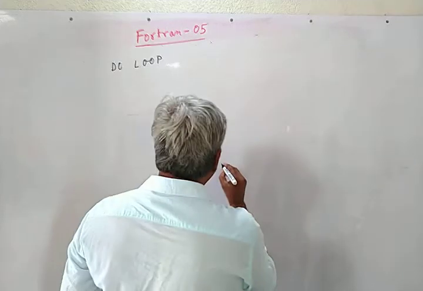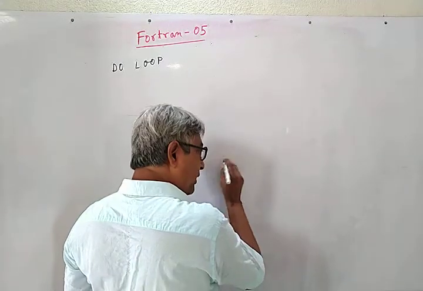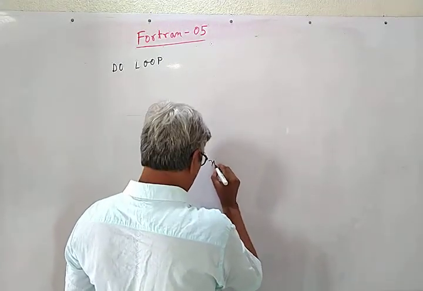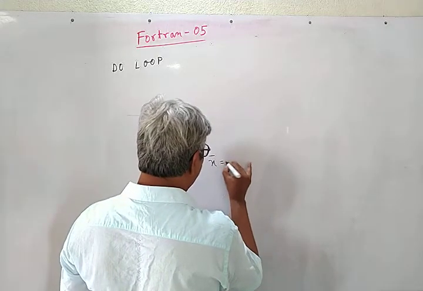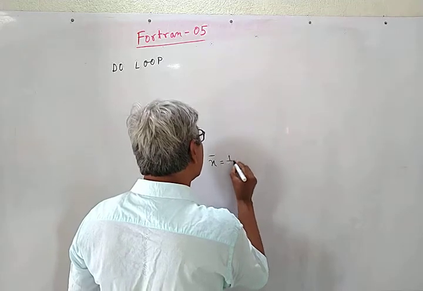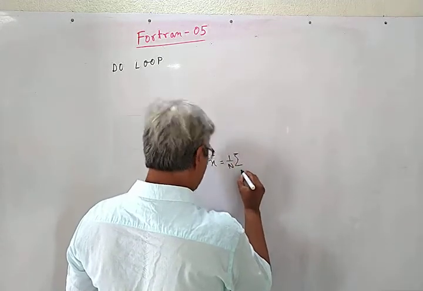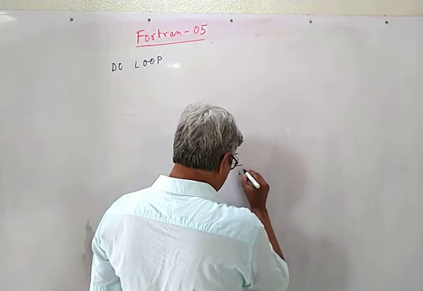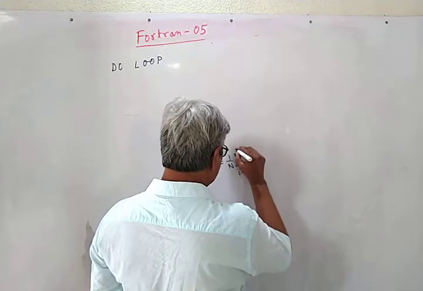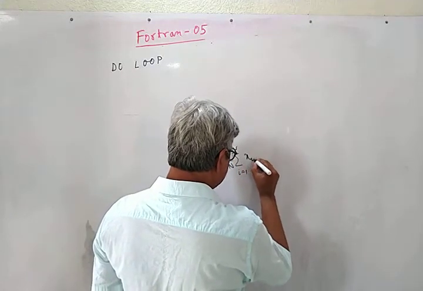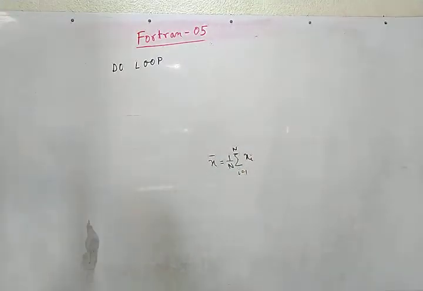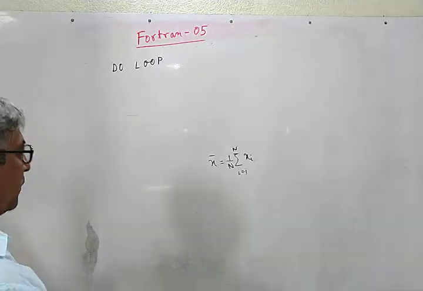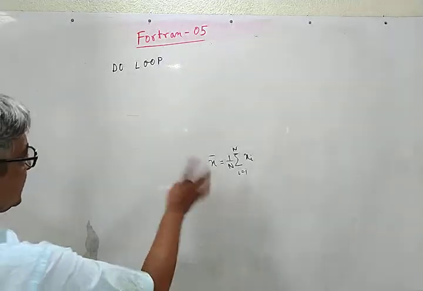That is, we need to calculate the average value of a few numbers. Say there are n numbers, and we need to calculate this average value. I have considered simple data, that is, there is no weightage. Weightage is 1 for all these data. So this is the formula.